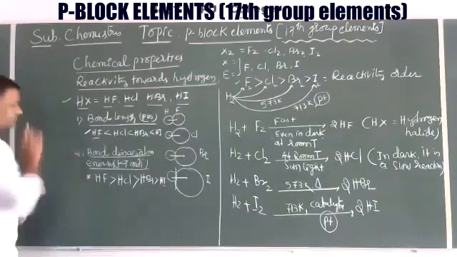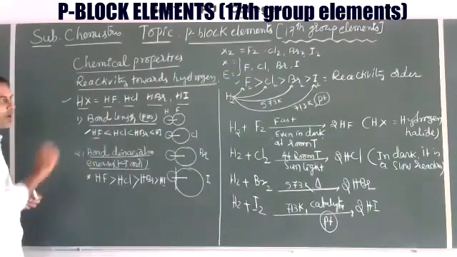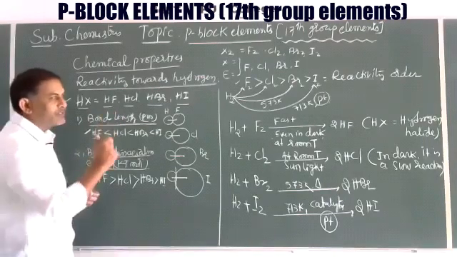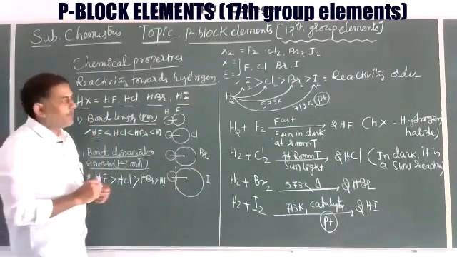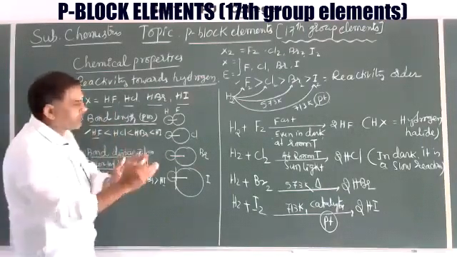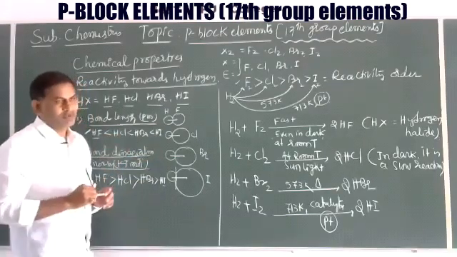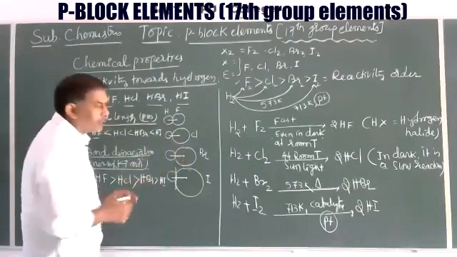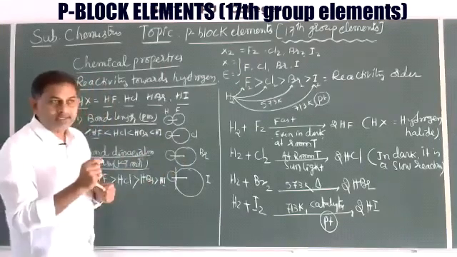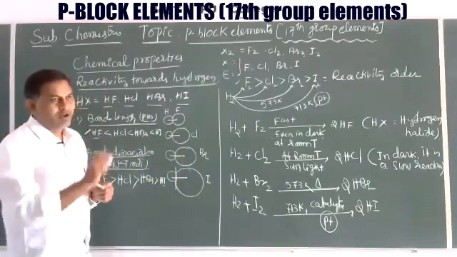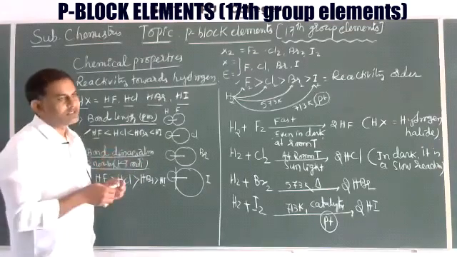So according to the Arrhenius acid-base theory from first-year equilibrium, whenever any compound is dissolved in water and produces H plus ions, it is acidic in nature. Any compound dissolved in water that produces OH minus ions is basic in nature. Arrhenius acid and Arrhenius base.